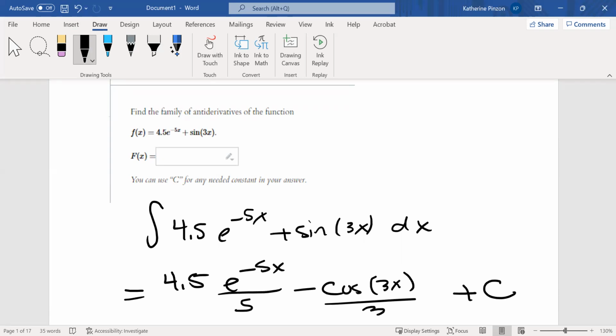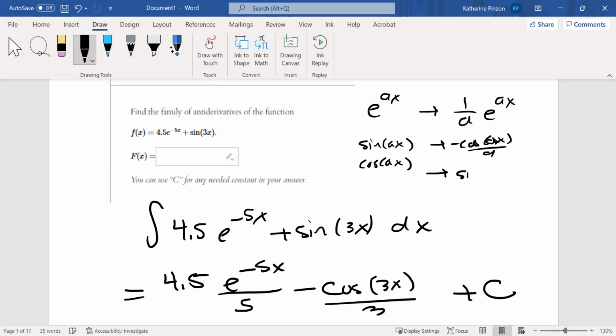So those are on our little chart there. e to the ax is 1 over a, e to the ax. And sine of ax or cosine of ax is negative cosine ax over a, and sine of ax over a, or 1 over a in the front, however you want to remember it. Chain rule derivatives or antiderivatives, we cannot do product rule and quotient rule. Correct. The chain rule is called u substitution. So with these rules, we're kind of doing the u substitution in our heads, because we use these often enough that it's easier to just think of them like that.